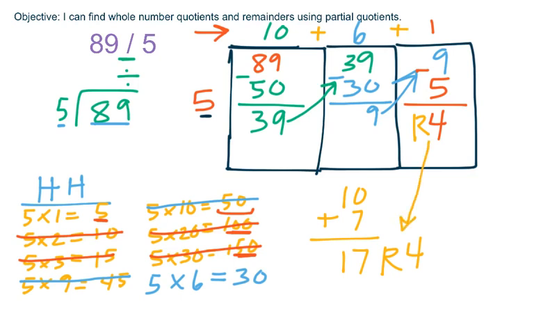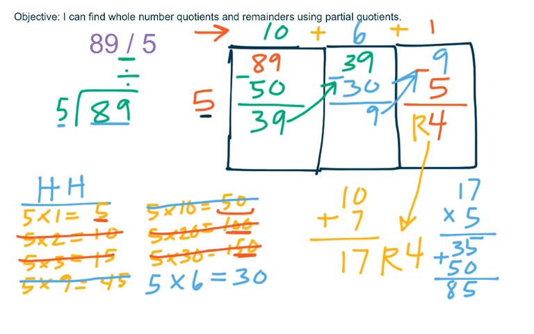Now if I want to check this, I've got to take my quotient, so 17, and I'm going to do the opposite of division, so I'm going to multiply by the number I was dividing by originally. 5 times 7 is 35. 5 times 10 is 50.